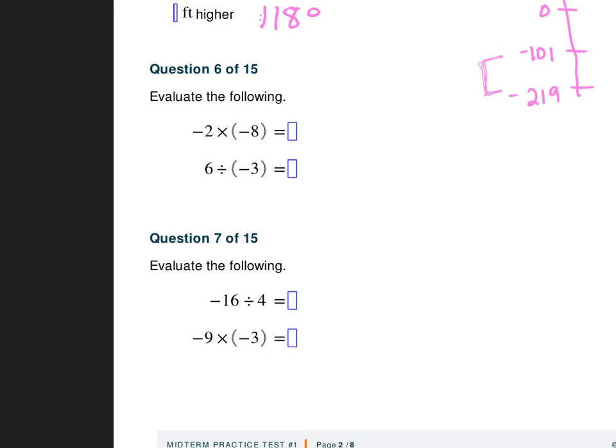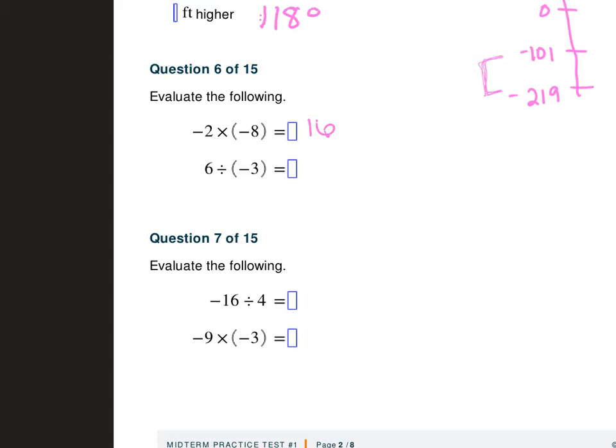Question 6 and 7 ask us to evaluate the following. So we're multiplying or dividing integers. Remember, we have 2 rules for that. Same sign, the answer is positive. Opposite signs, the answer is negative. So I have negative 2 times negative 8. That's going to be a positive 16. Same sign, answer is positive.